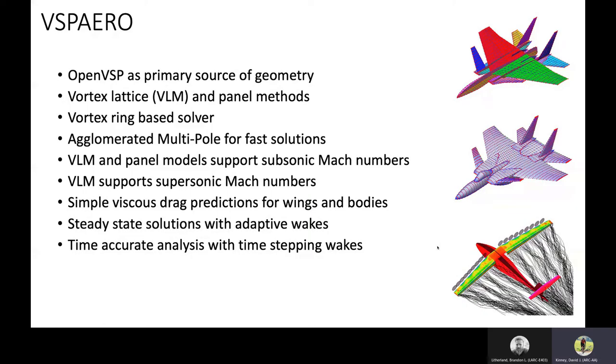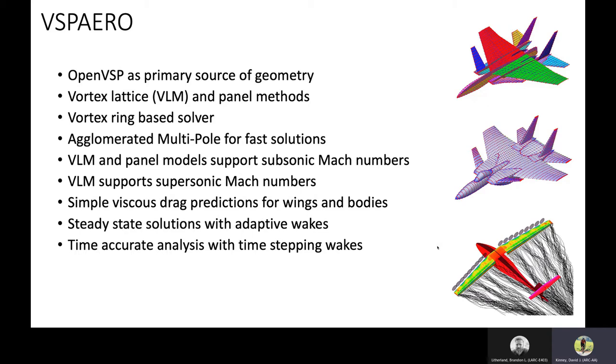VSPAERO supports subsonic solutions for both the VSM and the panel solver. The VSM supports supersonic Mach numbers, so you could create a vortex lattice model and run it both subsonic and supersonic. We've got some simple viscous drag predictions for both wings and bodies, and steady state solutions, which the picture in the lower right kind of shows.